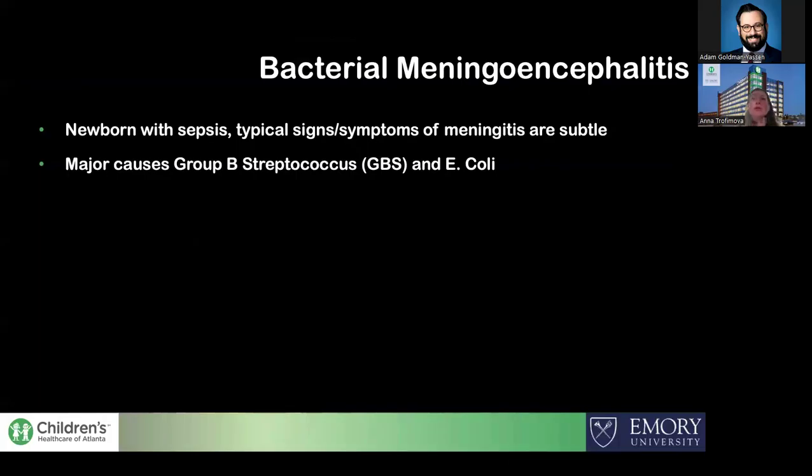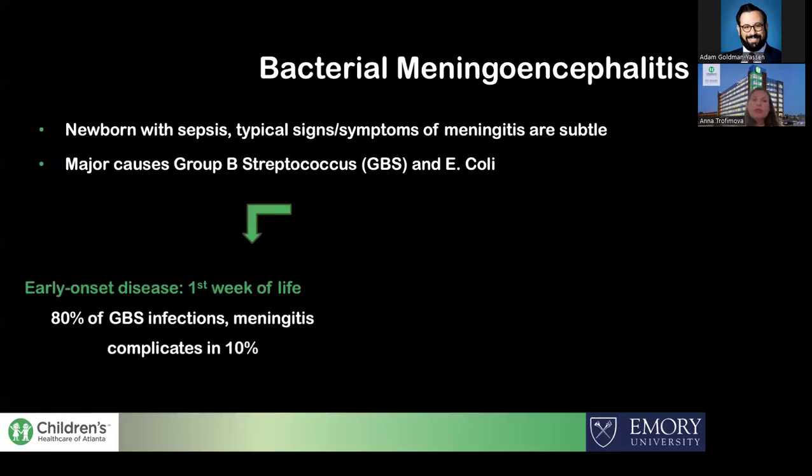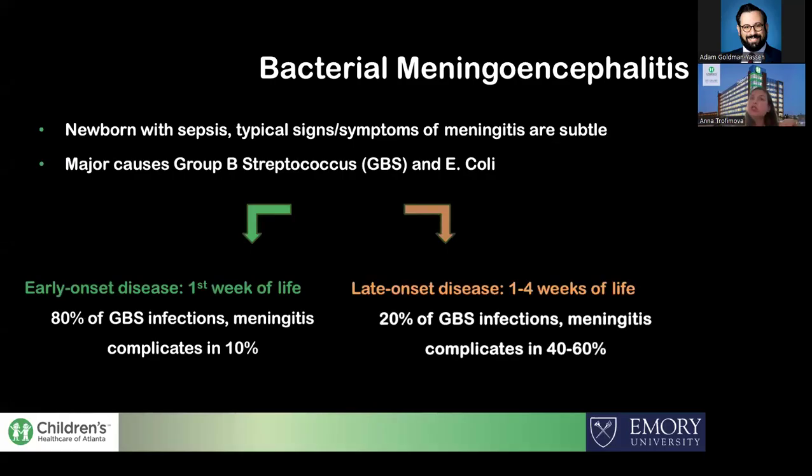So first of all, when we're talking about bacterial meningoencephalitis, usually the clinical presentation is going to be more related to the generalized symptoms of having sepsis in a newborn, because typical signs and symptoms of meningitis that we can see in older children are really very subtle in neonates. And when we're talking about the major causes of bacterial meningoencephalitis in this age group, it's going to be primarily group B streptococcus and E. coli. So both of them can be divided into two groups.